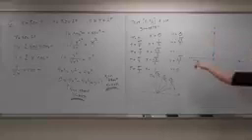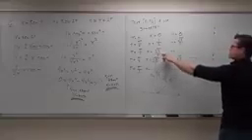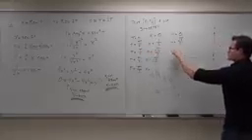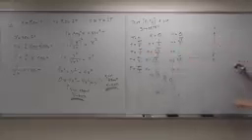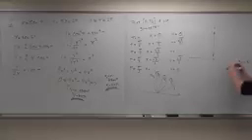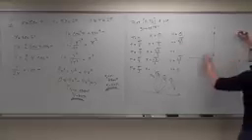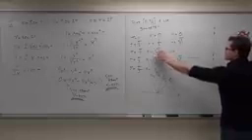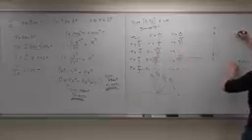Now, when I plug in pi over 4, I get root 2 over 2 and 1. Where's root 2 over 2 in relation to 1/2? Is it more than 1/2 or less than 1/2? It's more than 1/2, but it's less than 1. So if I plug in x equals root 2 over 2 and 1, I'm going to get something right here.